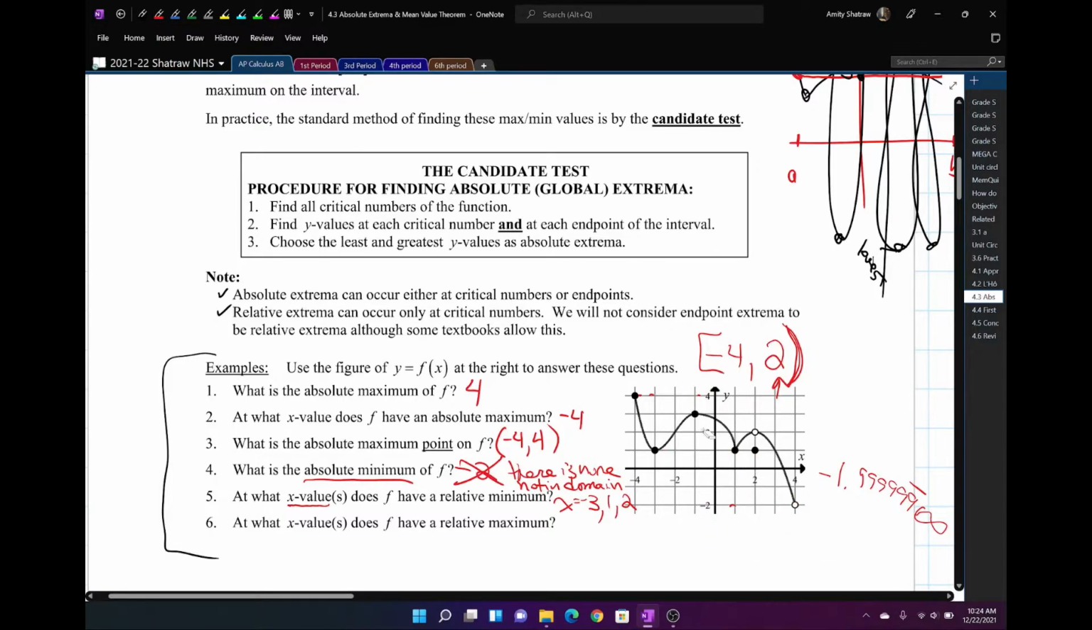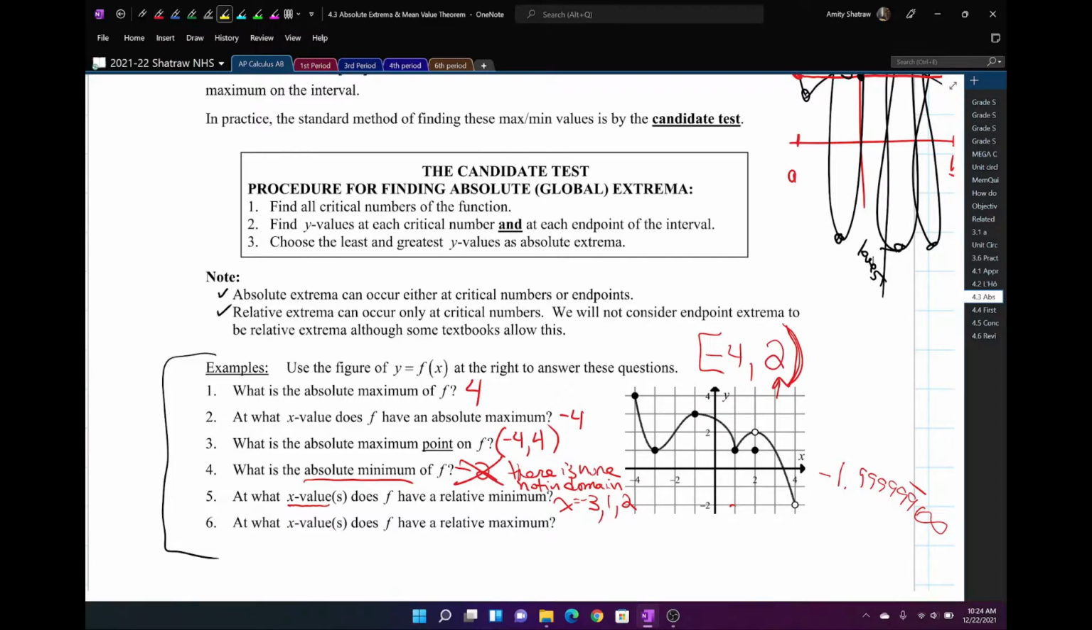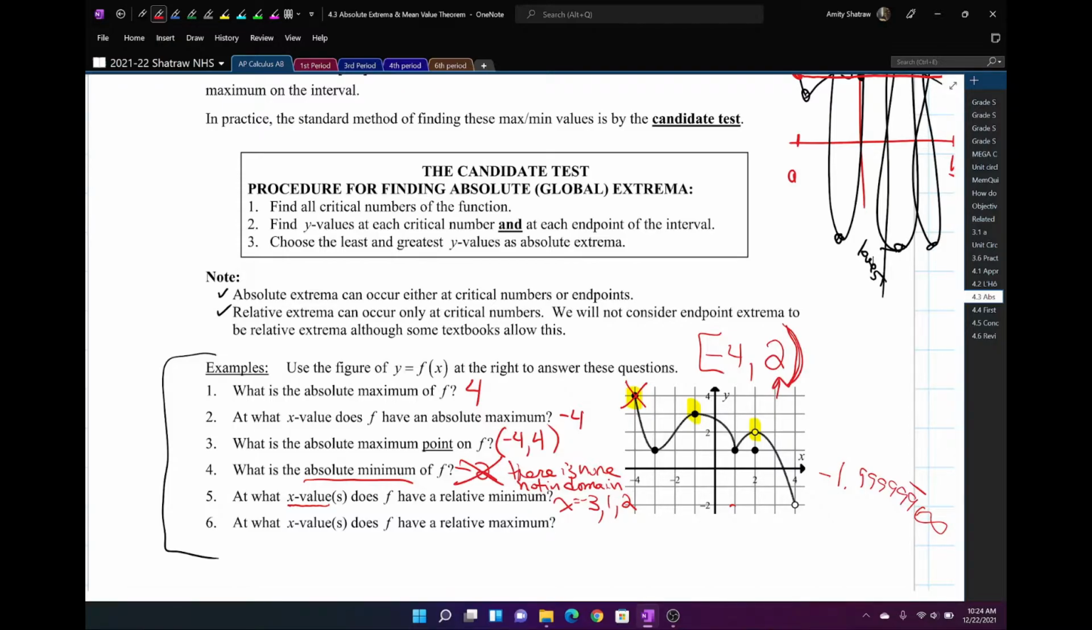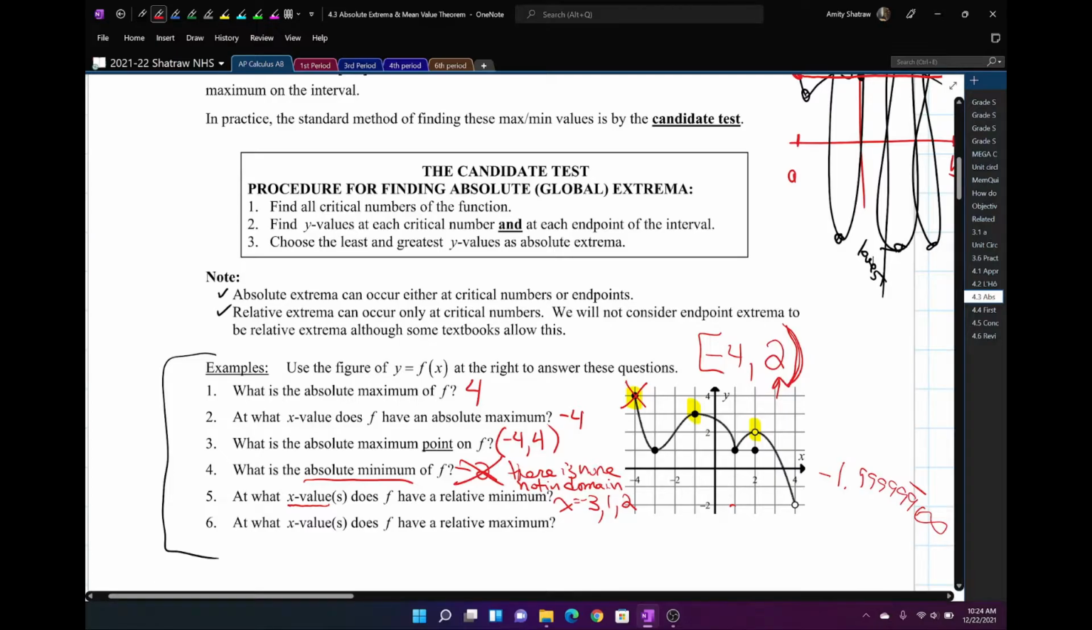Now, at what x values does f have a relative maximum? Relative maximums, let me clear this off for a second. I'm seeing that's kind of a high point. That's my absolute high point. That's kind of a high point. But I've already used this one. I called it the absolute maximum. So it doesn't have to be a relative maximum, although you are allowed to call it a relative maximum in a time of need. Again, that's a conceptual question. It's not really something I'm going to test you on.